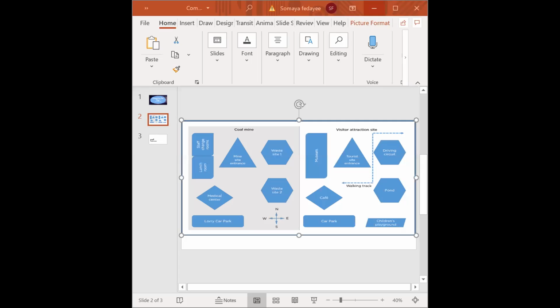Okay. And in the second map, there was a walking track. What about that? You didn't mention that in the writing. Walking track.